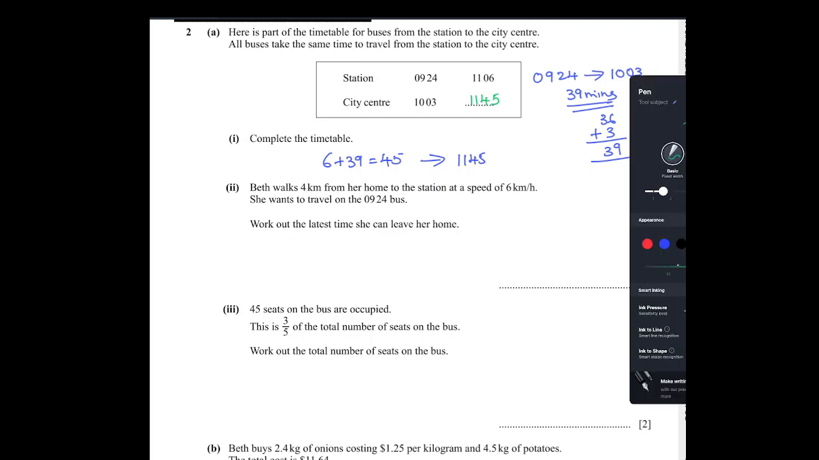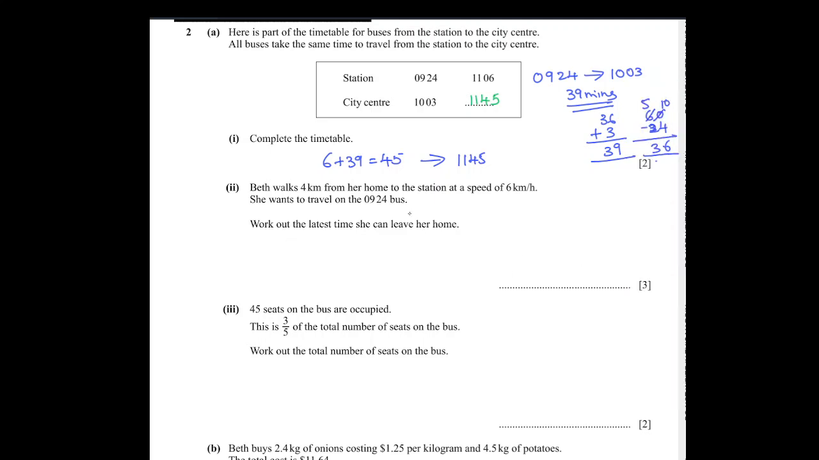Question number 2. Beth walks 4 kilometers from her home to the station at a speed of 6 kilometers per hour. She wants to travel on the 9:24 bus. Work out the latest time she can leave her home. So she is walking 4 kilometers from her house, and the speed of her walking is 6 kilometers per hour. She wants to travel on this bus. So how soon does she have to leave?